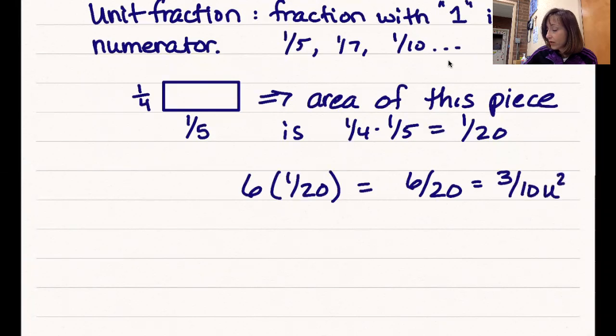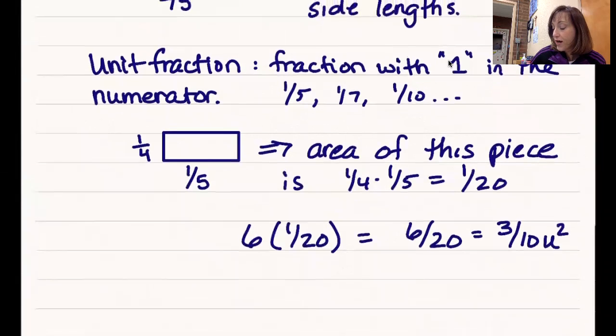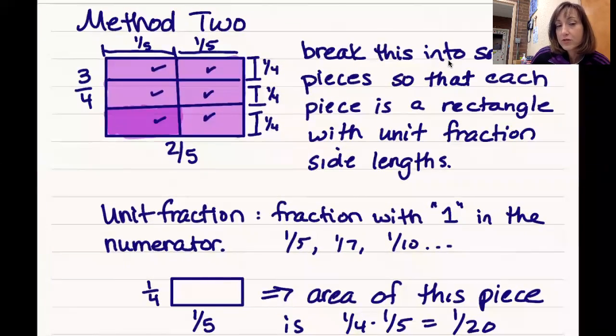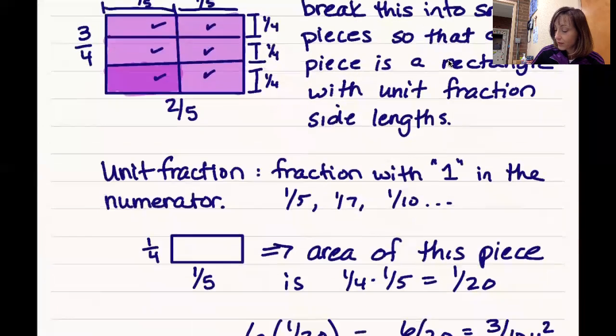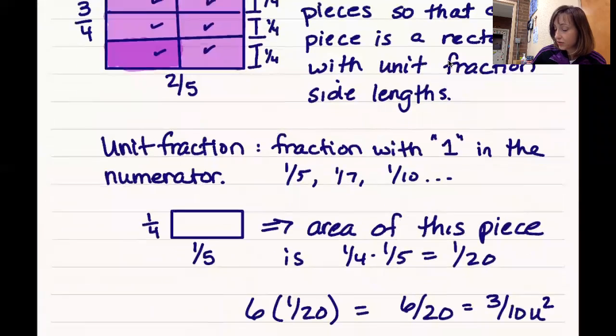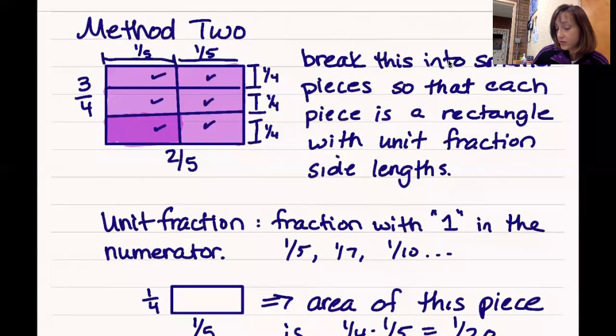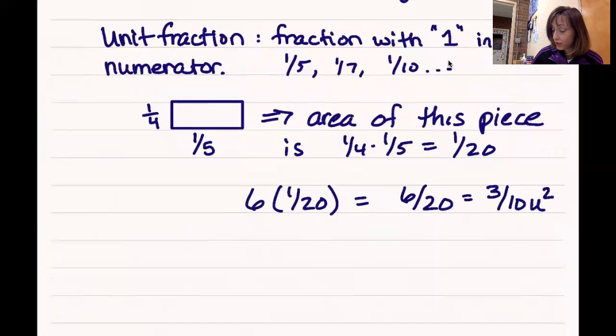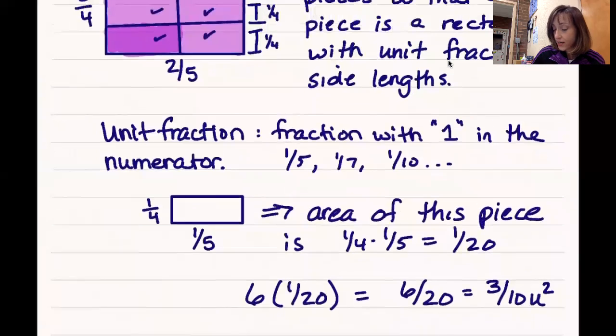Units squared. And that is how you find the area of a rectangle, breaking it up into smaller pieces that have unit fraction side lengths. So it seems like a little extra work, but the idea is really to see how you can split this apart and build it back together. So let's make sure that we believe that.